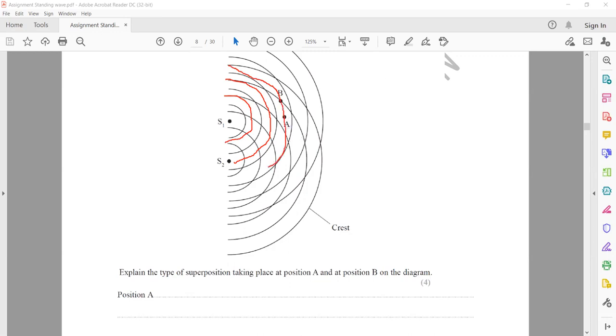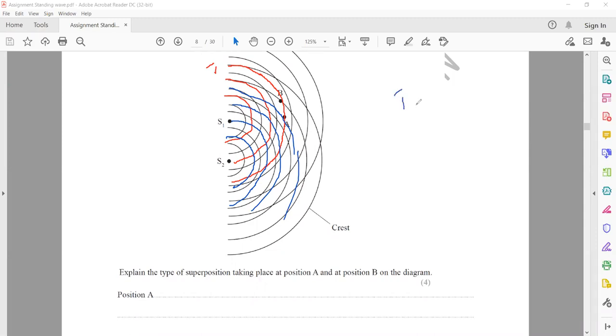So this red line is representing the trough for source 1, and the dark line is representing the crest for both. So this is the trough for source 1. And when I use blue lines to represent the trough for source 2, this will be the trough, because between the two crests there will be a trough. So when I draw the trough for source 2, you can see the trough is joining with the trough.